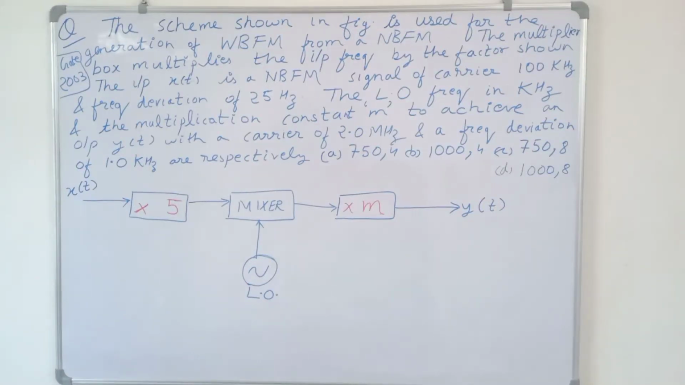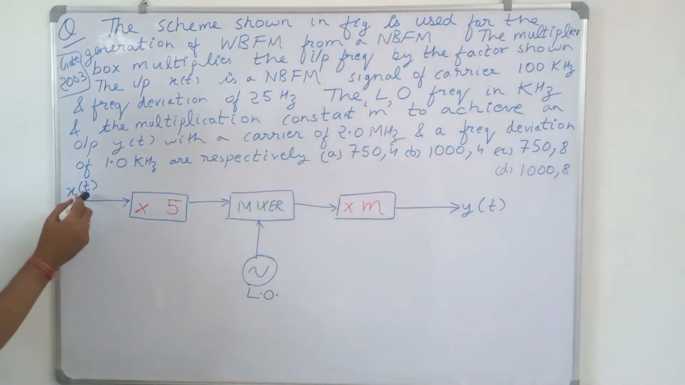This is a question from GATE 2003. It was given by IIT Madras. So it is a very easy question. It says that the scheme shown in the figure is used for generation of wideband FM from a narrowband FM. So this is a signal x(t).